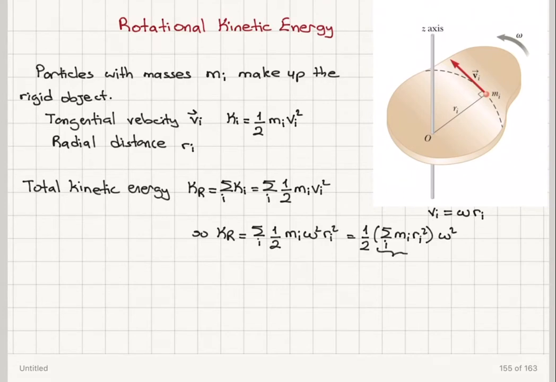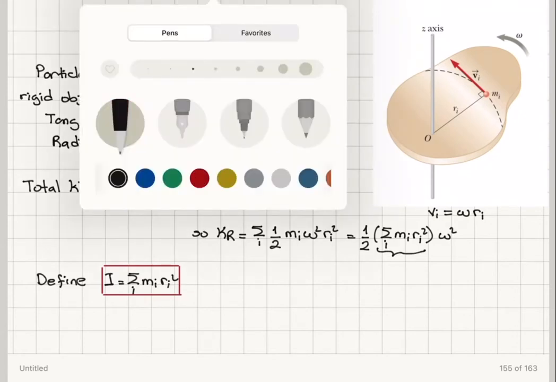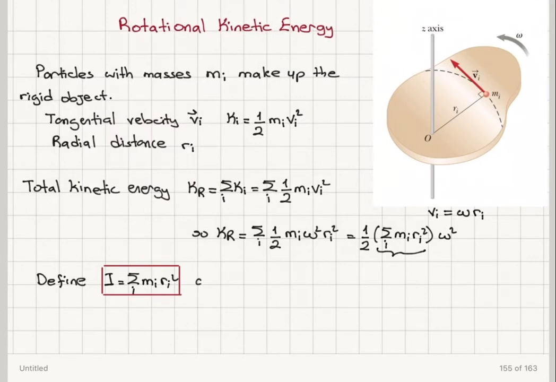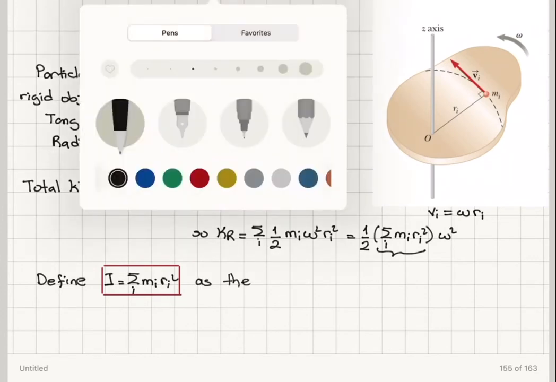This quantity that appears in the kinetic energy expression, the sum of masses multiplied by their distances to the rotation axis squared, I'm going to define as a new quantity. I call this the moment of inertia. I show it with I, the sum over I of m sub I r sub I squared. That's the definition for a discrete set of particles, and it's called the moment of inertia.